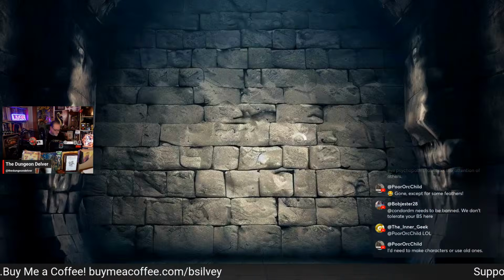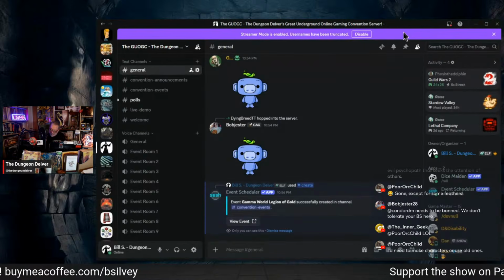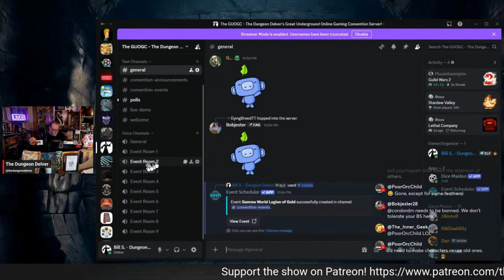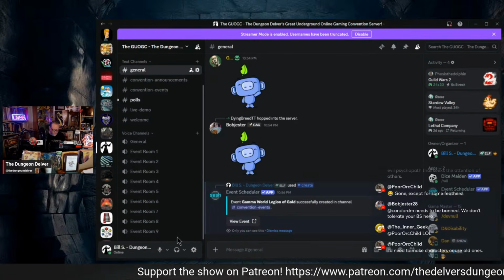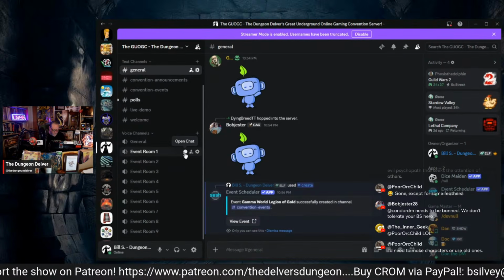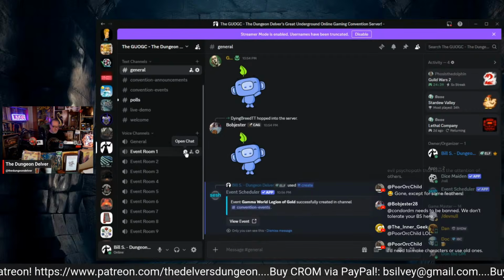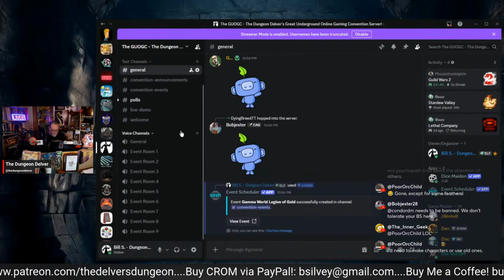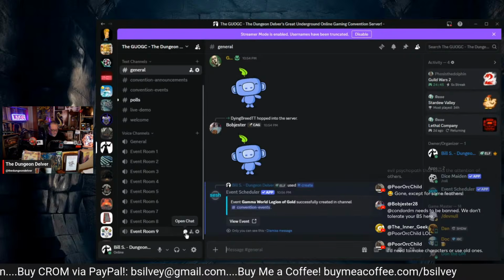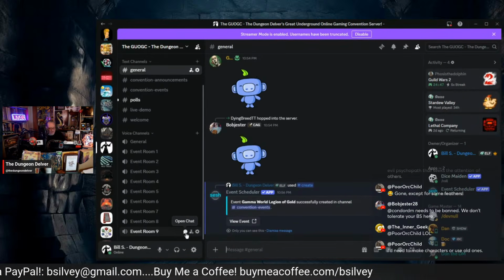Well, that is simple. If you guys can't see that, if you look, I have event rooms. There's a general event room, but that's not for games. I have event rooms 1 through 9. Don't worry, I can add as many as I need.